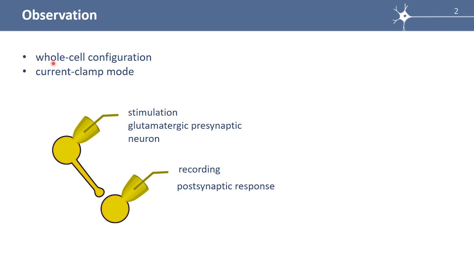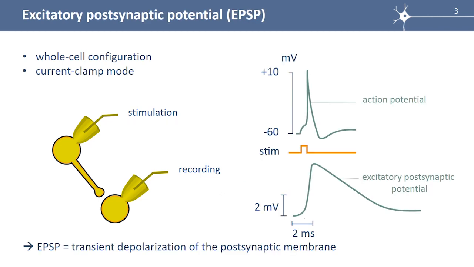We record in whole cell configuration to record the activity of the whole membrane, and in current clamp mode to record membrane potential changes. If we apply a depolarizing current step here in the presynaptic neuron, which is called a stimulation, we record in response to this step an action potential here, and now in the recording here of the postsynaptic neuron, we record a response to the action potential, which is called an excitatory postsynaptic potential.